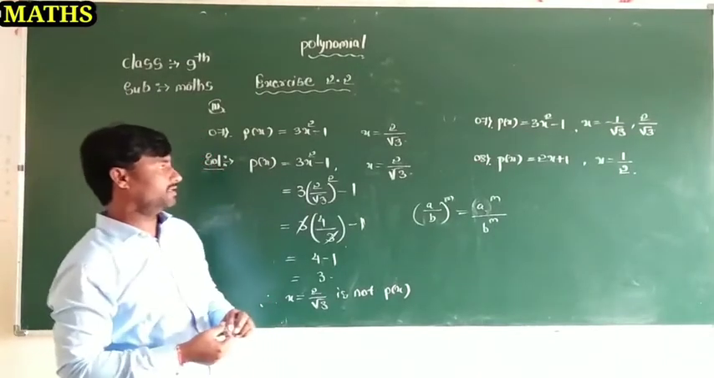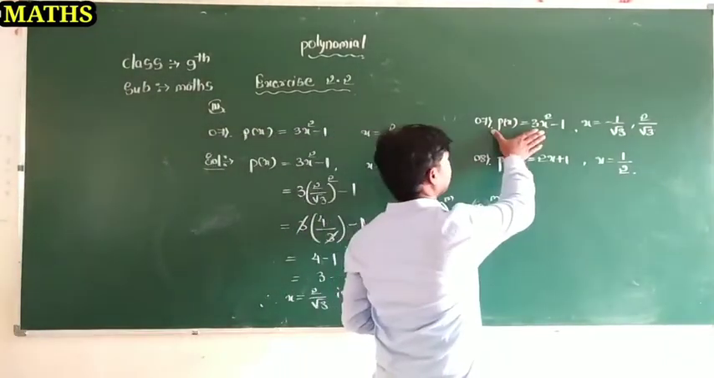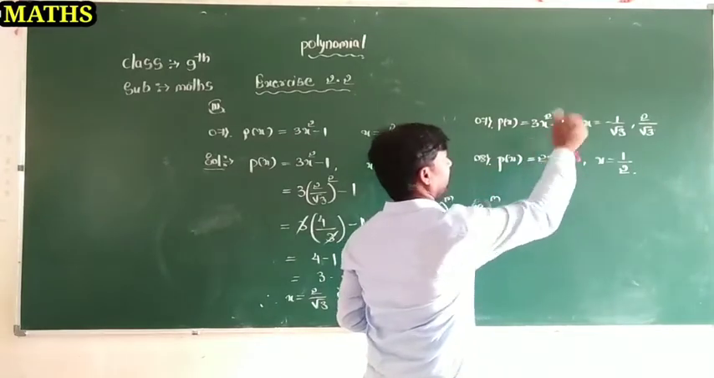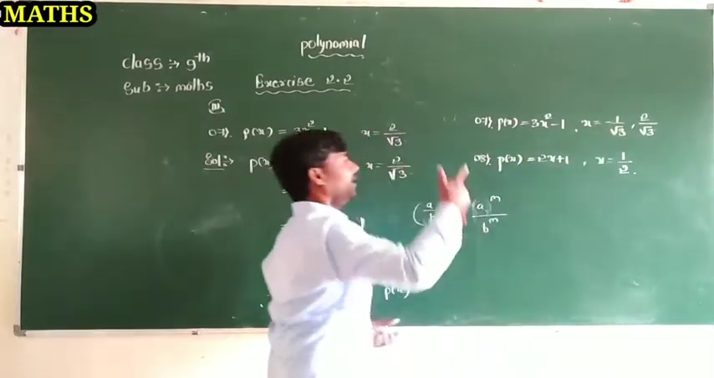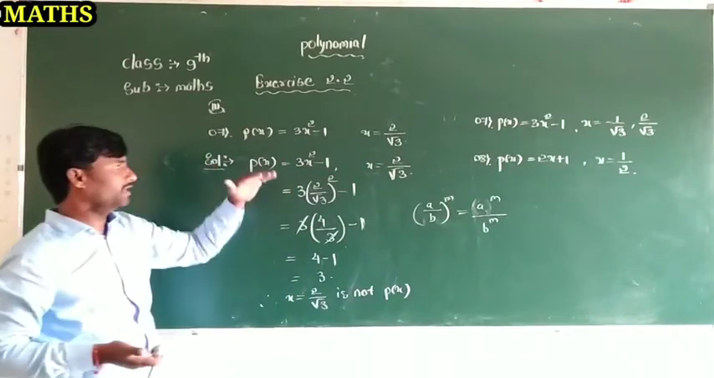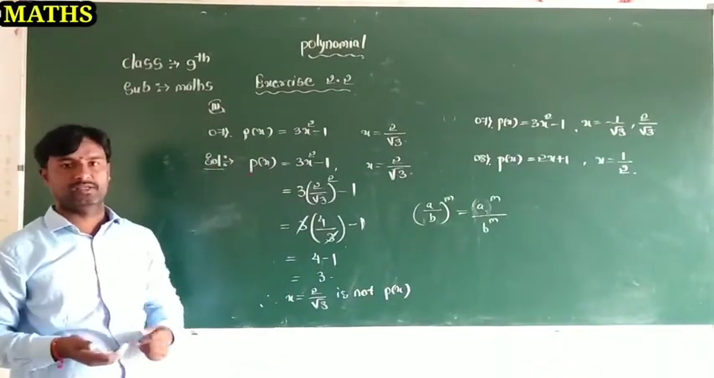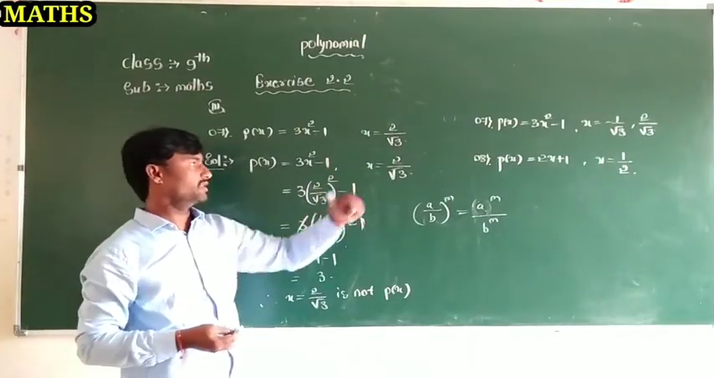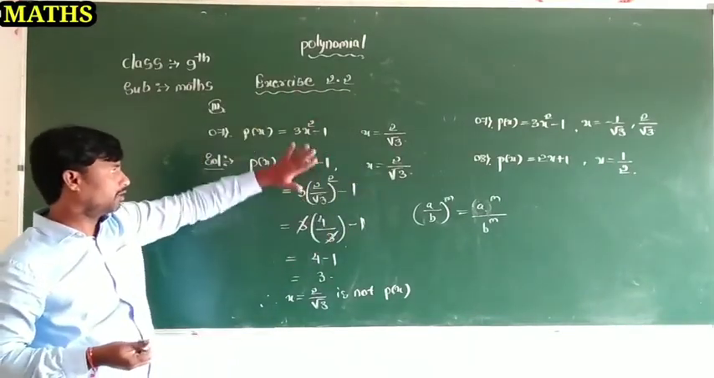So the seventh question is like this, dear students. P of x is equal to 3x square minus 1, and x is equal to minus 1 upon under root of 3, and another value is 2 upon under root of 3. I already explained the first question clearly to you. Now we are going to the second question, which I also wrote on the board.